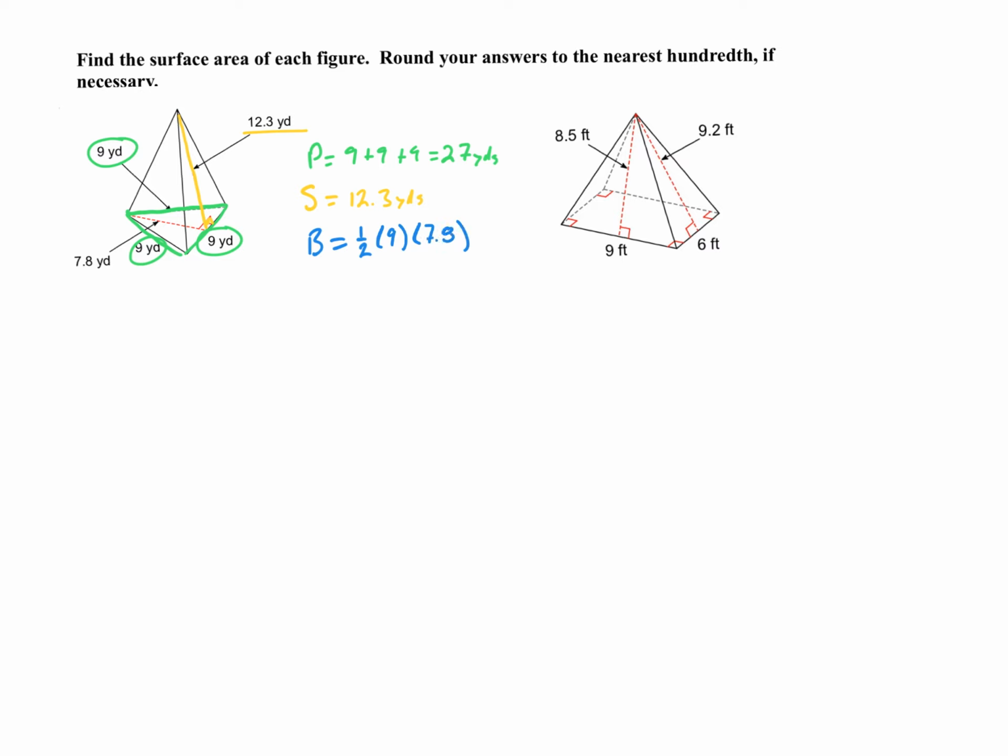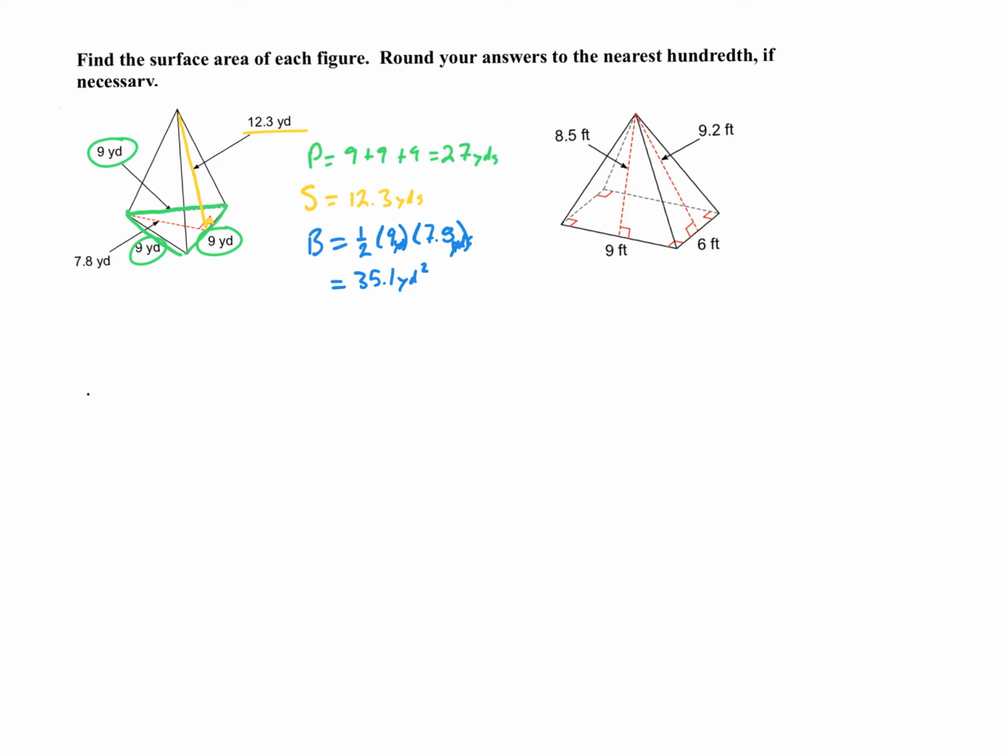So if you plug all those in the calculator, 1/2 times 9 times 7.8, I get 35.1. This would be yards squared now, because it's 9 yards times 7.8 yards. Okay, so yards times yards is going to be yards squared.